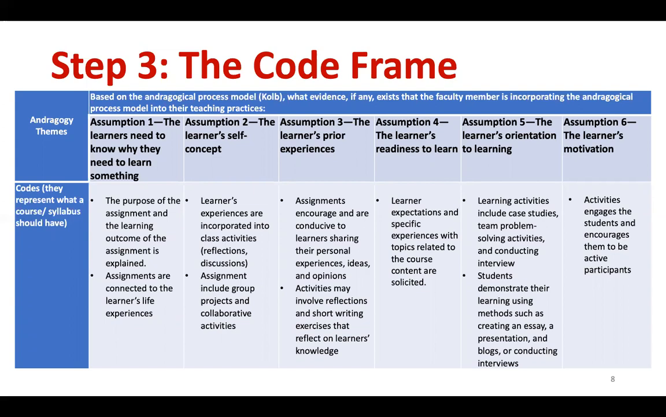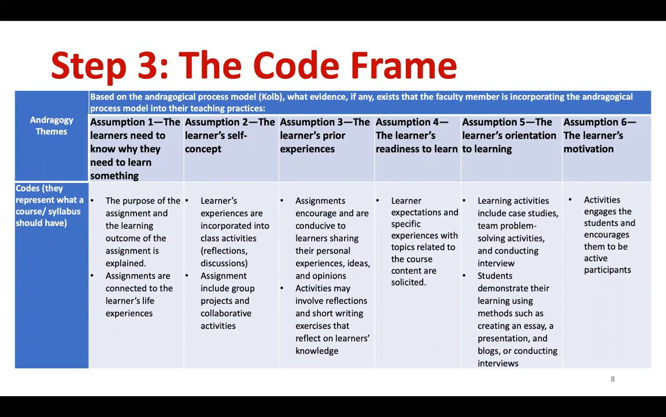So the 6 themes are: the learner needs to know why they need to learn something. Second assumption, the learner's self-concept. Third assumption, the learner's prior experience. Fourth assumption, the learner's readiness to learn. Fifth, the learner's orientation to learning. And 6th, the learner's motivation.